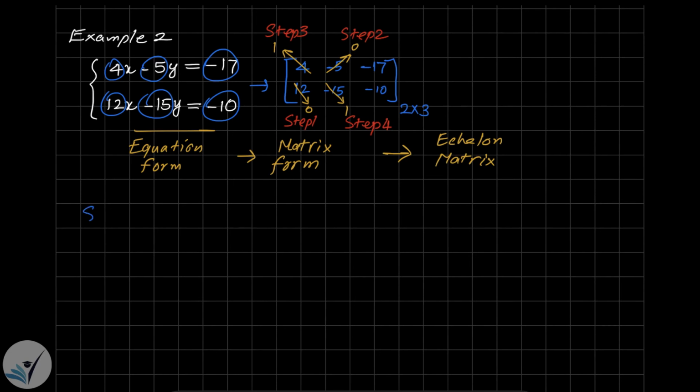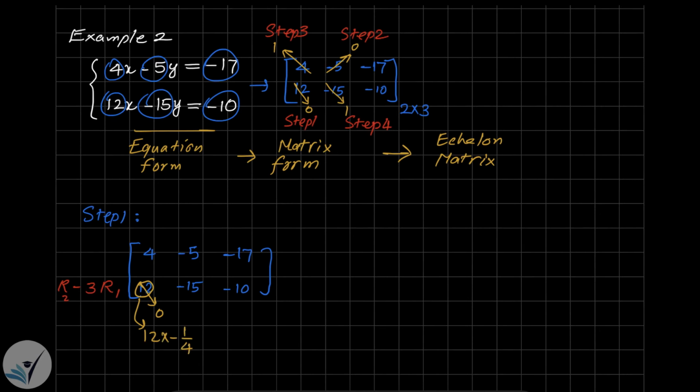Let's begin with step 1. I'm going to copy the matrix here: 4, negative 5, negative 17, 12, negative 15, negative 10. So the goal here is to transform this 12 to 0. To do that, I can replace the second row with the second row minus 3 times the first row. The 3 comes from multiplying this number 12 here by the negative of the reciprocal of the number above it.